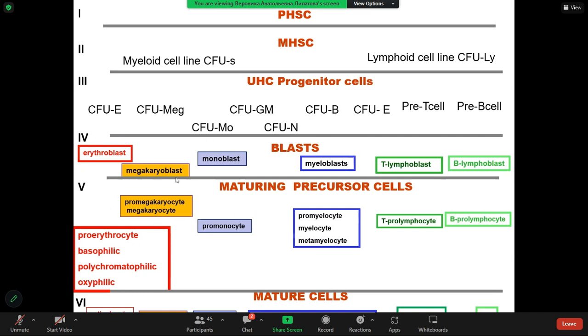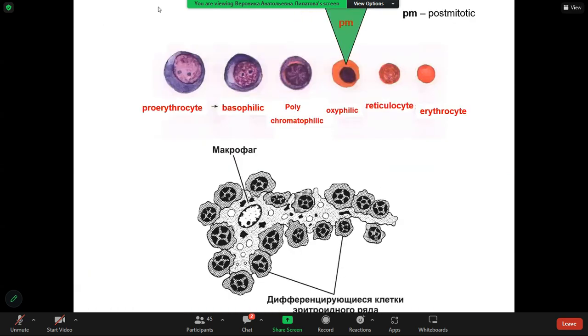After this, maturing or differentiating cells. And finally, this is mature cells or the formed element that we can see in blood smear of peripheral blood. In this picture, we can see part of lineage of differentiation.